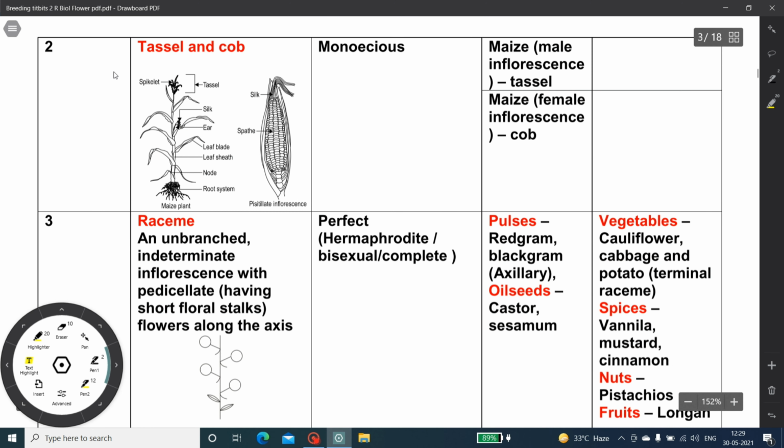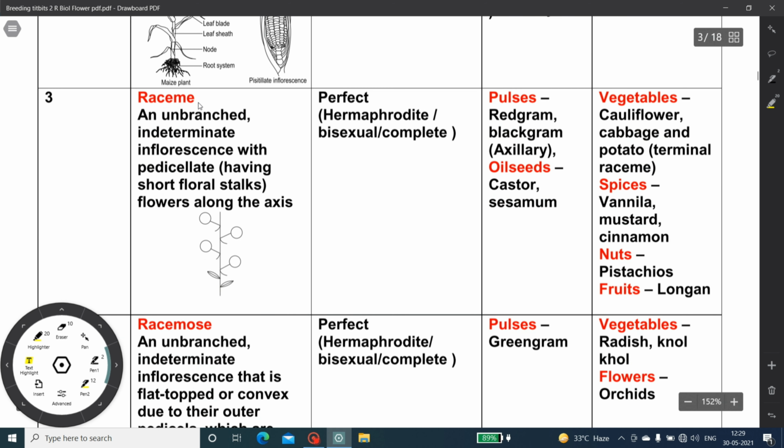And the second type of inflorescence is tassel and cob, and the best example is maize, and this is a monoecious plant which has the male inflorescence, that is tassel, as well as the female inflorescence, that is cob, present in the same plant. And the third type is raceme.